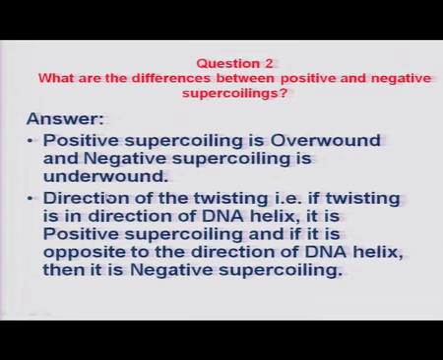And another difference between these two is the direction of twisting. If twisting is in the direction of the DNA helix, it is positive supercoiling, and if it is opposite to the direction of the DNA helix, it is negative supercoiling. So these are the differences between positive and negative supercoilings.